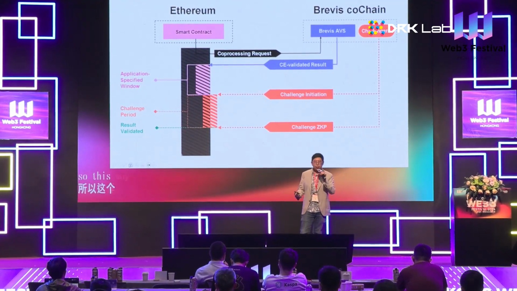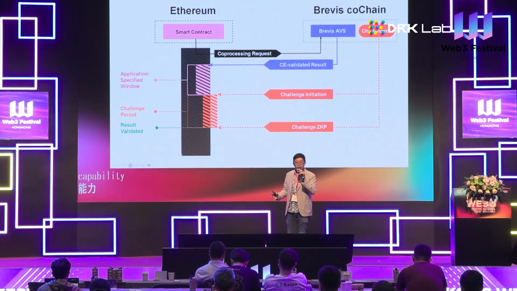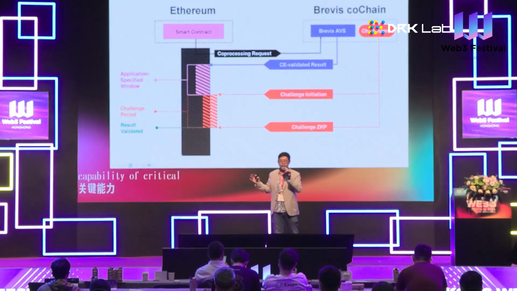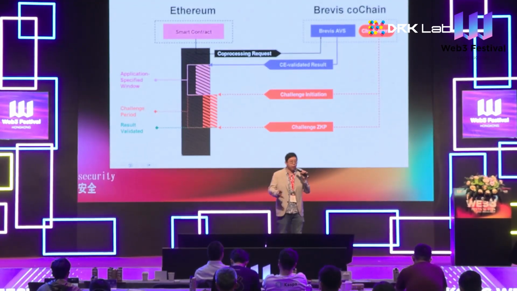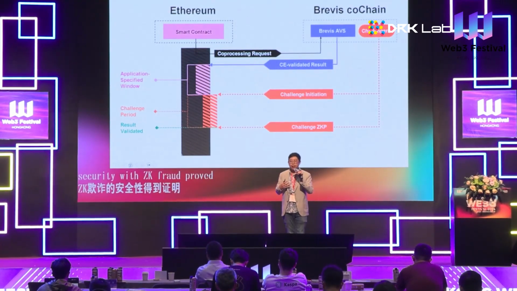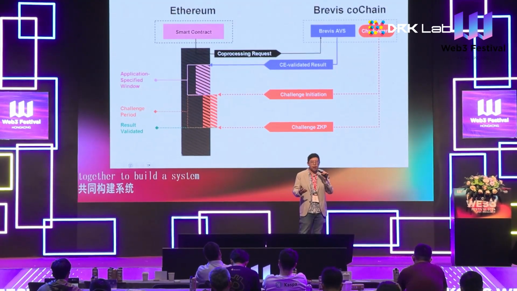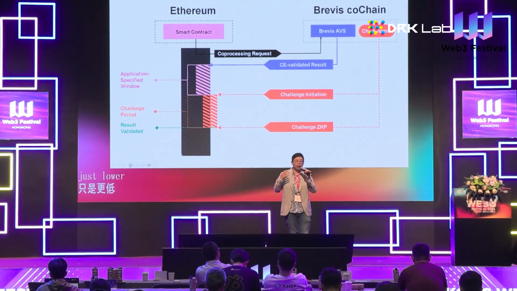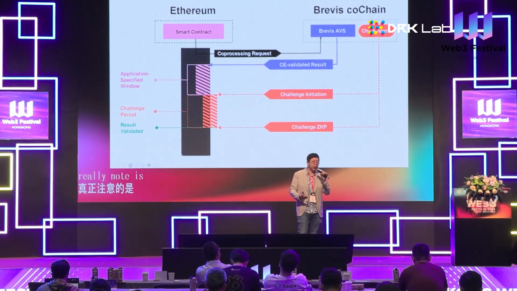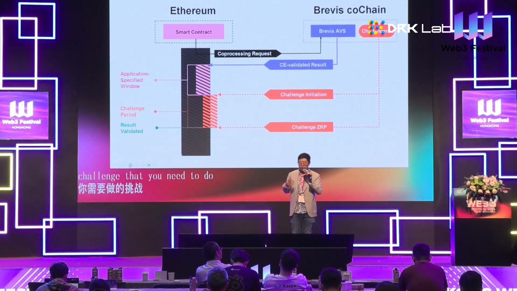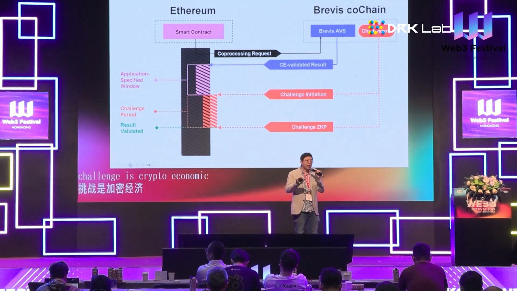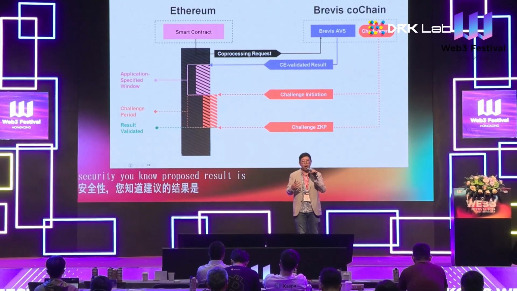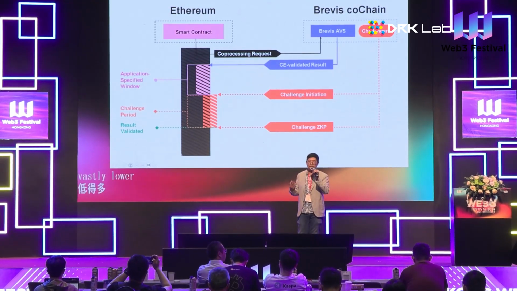So what this enables is not just lower cost, but one thing to really note is that the type of challenge you need to do to show that a crypto-economic-security proposed result is incorrect is actually going to be vastly lower than doing the ZK computation from scratch yourself, right? One typical example of that is the proof of completeness or proof of non-existence.